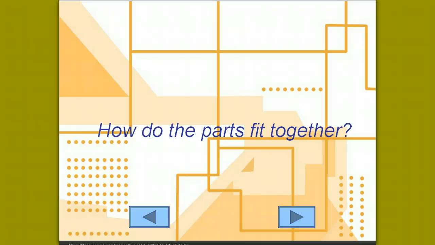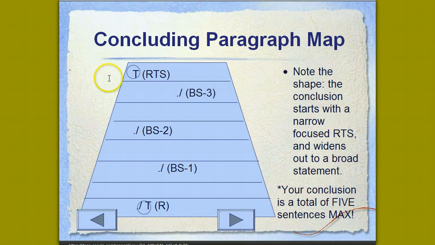So, how do these parts fit together to form a concluding paragraph? Let's take a look. Here you see it's a shape that's just opposite of the introduction, because you're going to start with a narrow thesis statement that you've restated. Then you're going to remind them about your third paragraph, remind them about your second paragraph, remind them about your first paragraph, and then leave them with something to think about. Right? 5 sentences. Your concluding paragraph should be short and to the point. That is absolutely important. Same with your introduction.